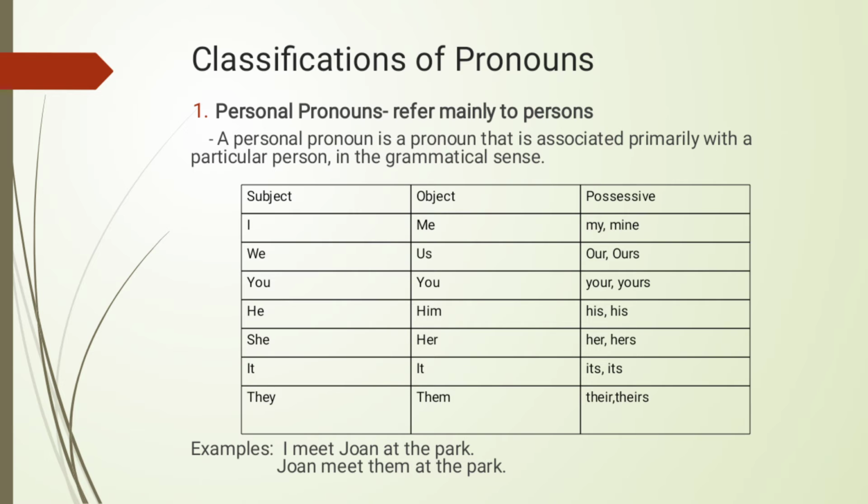Are all personal pronouns. So we have here the table. Okay, let's try to use this in a sentence. For example, I meet Joan at the park. So the word I there functions as the subject kasi po subjective form ang I.